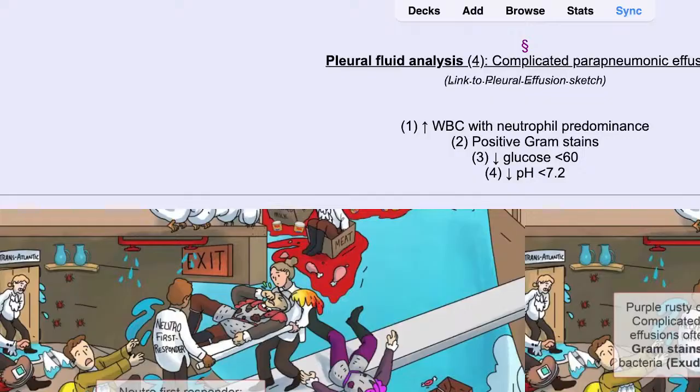Wow, very interesting. So you got some glucose, you got some positive gram stains, and you got some pH. That's complicated. If you just have WBC, not complicated. But if you have other stuff that you talked about, hypoglycemia, low pH, and the gram stains positive, okay, that's kind of cool.